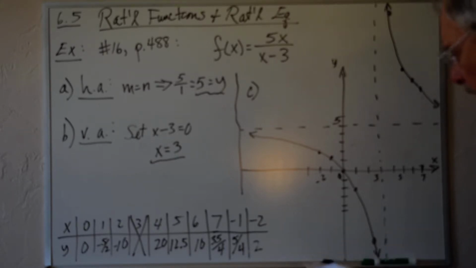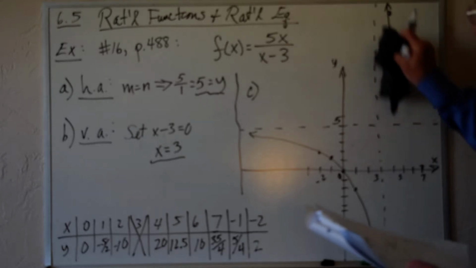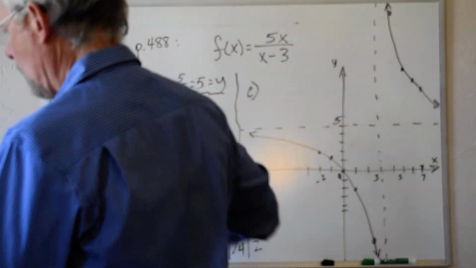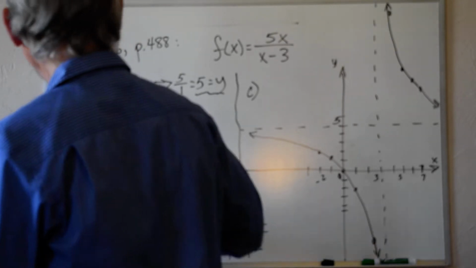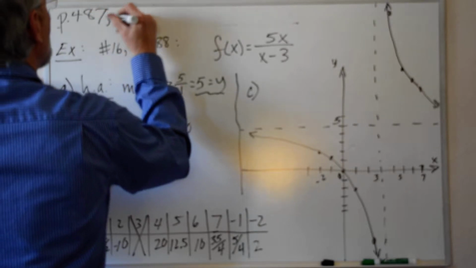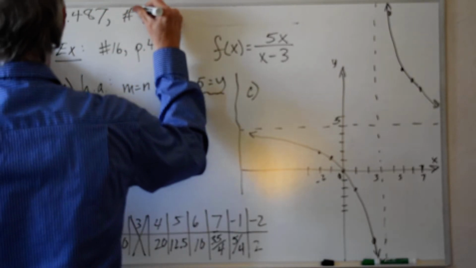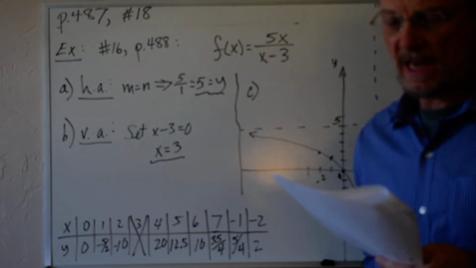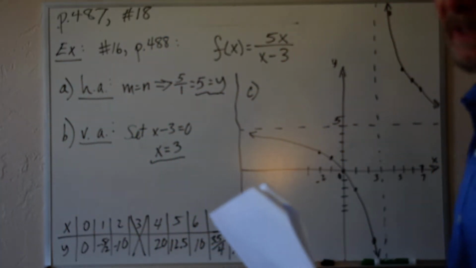Now, you work one out. On page 487, do number 18. Page 487, number 18. Find the asymptotes for that function and go ahead and graph it.